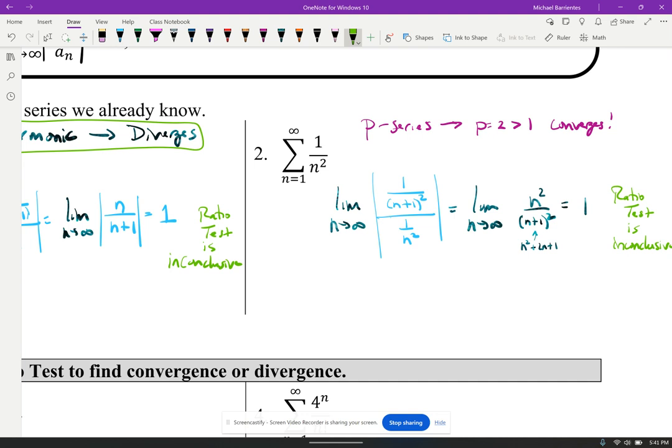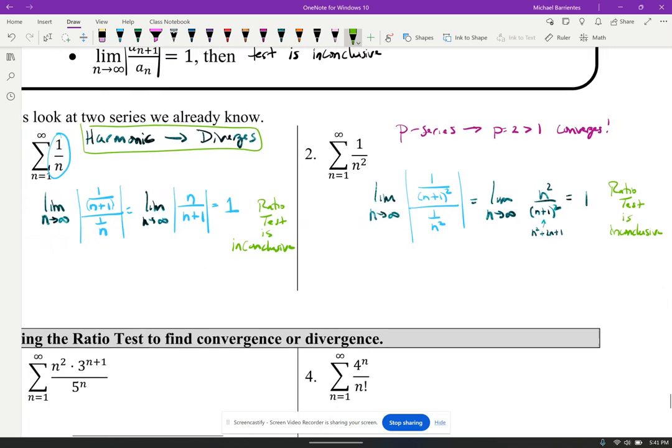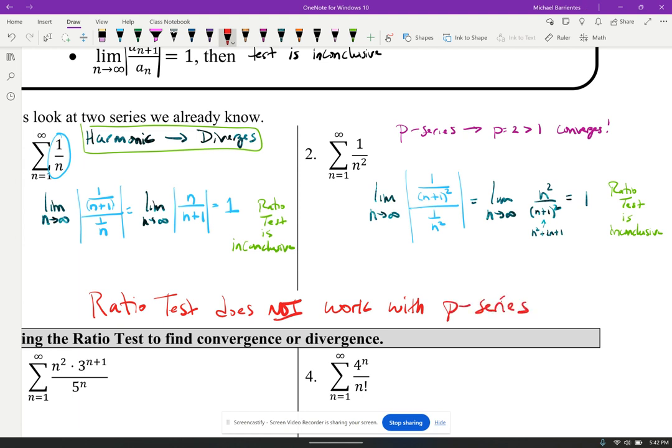So I will say that if we continue to do this with other P series, 1 over n to the third, 5 over n to the 10th, we're going to get inconclusive tests. So I guess we could write this. The ratio test does not work with P series. But if we know we're dealing with the P series, well, then we know how to tell whether it converges or diverges anyway, so I really don't need the ratio test, right?